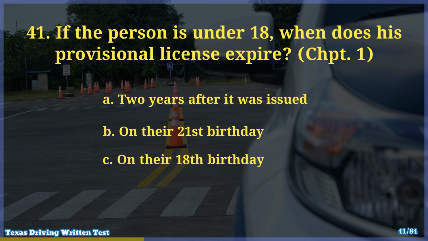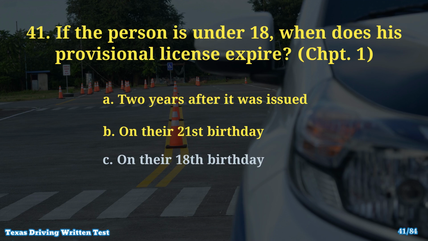41. If the person is under 18, when does his provisional license expire? A. 2 years after it was issued. B. On their 21st birthday. C. On their 18th birthday. Answer is C. On their 18th birthday.